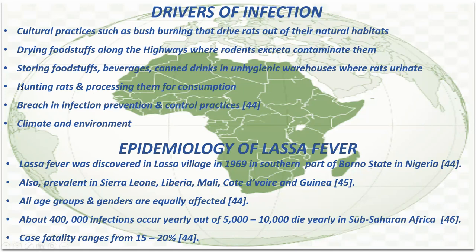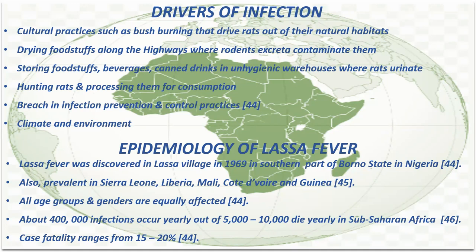Another thing that drives this virus is drying of food stores around the highway, where these rats excrete on those items and contaminate them. Another thing is the storing of food. If the food items are not stored in a covered container, or in unhygienic warehouses, the rats can urinate on them, and that drives this infection too. Another thing is hunting rats and processing them for consumption.